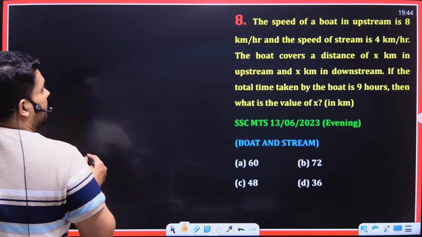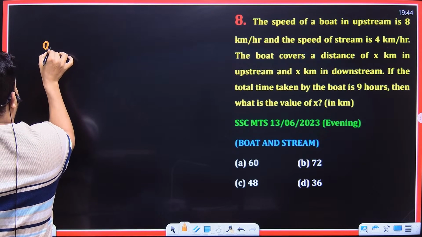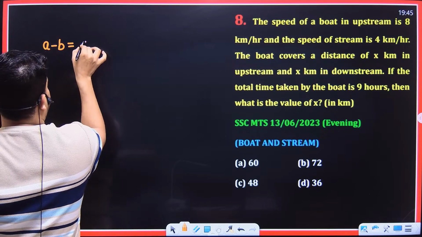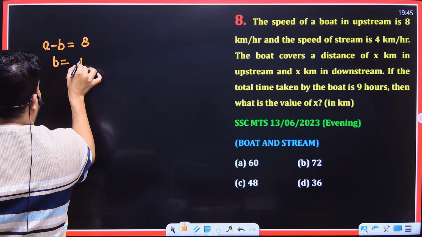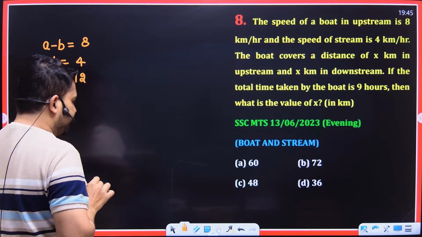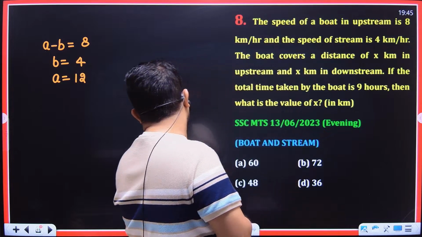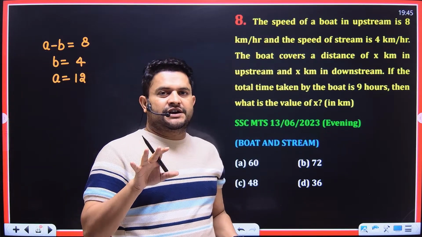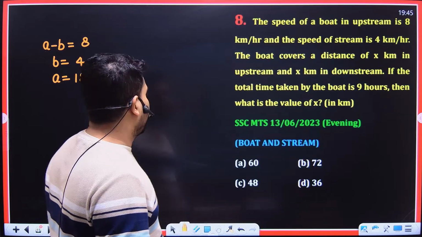See, the speed of the boat in upstream. Upstream is when we subtract the speed of the stream from the boat's speed. The upstream speed is 8 km per hour and the stream is 4 km per hour, then A is equal to 12 km per hour. A is the speed of the boat, B is the speed of the current, and A minus B is the upstream speed, and A plus B is always the downstream speed. I will teach you this concept in the boats and streams chapter.